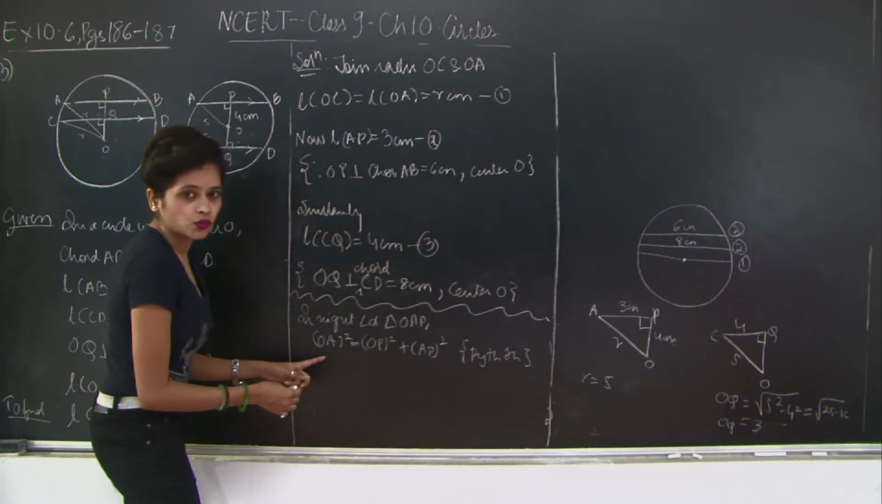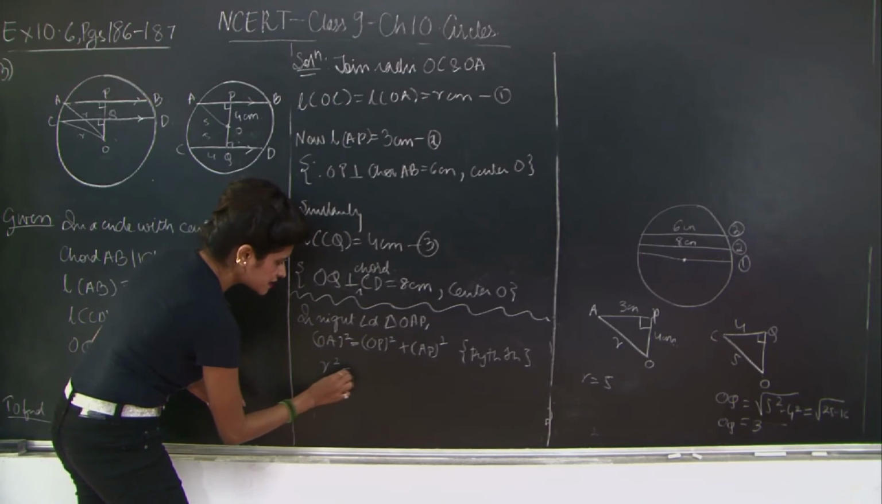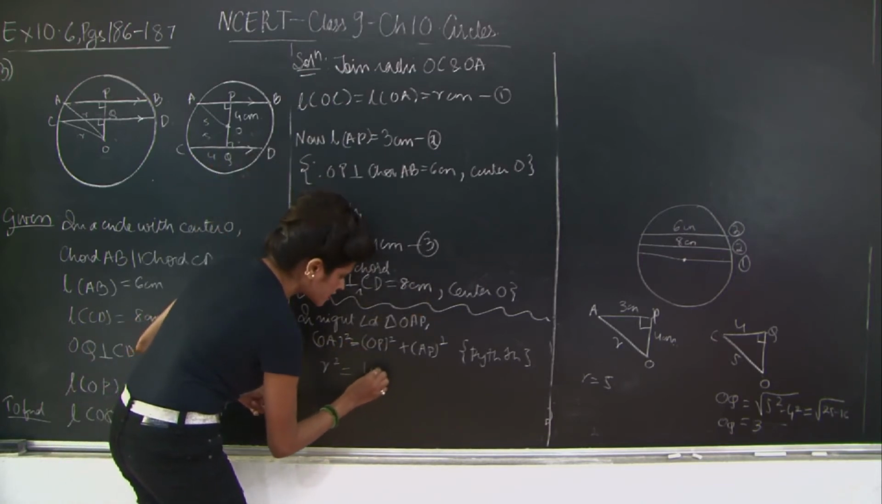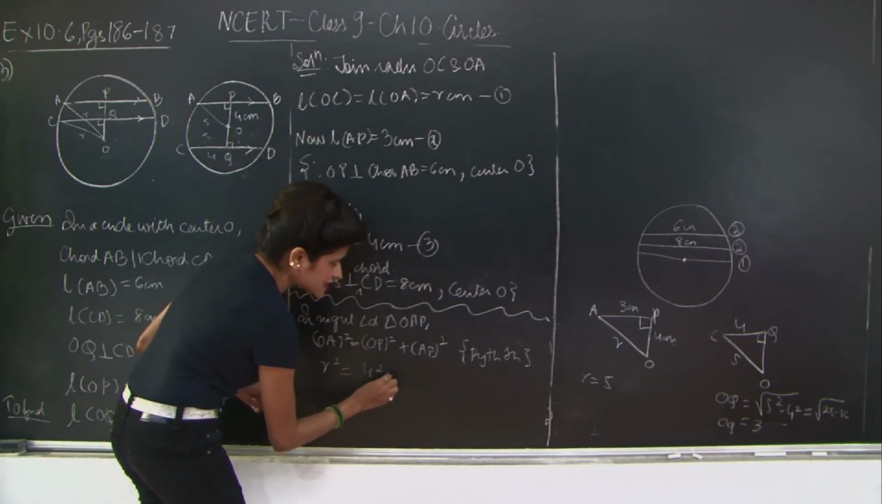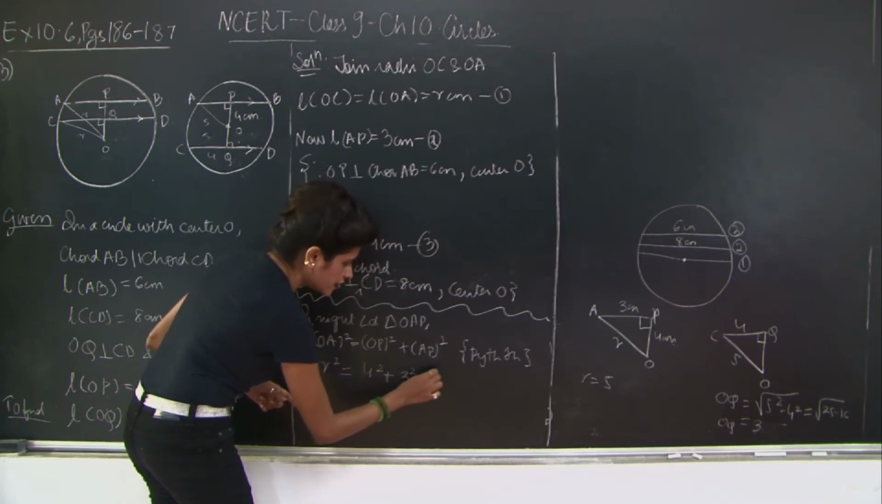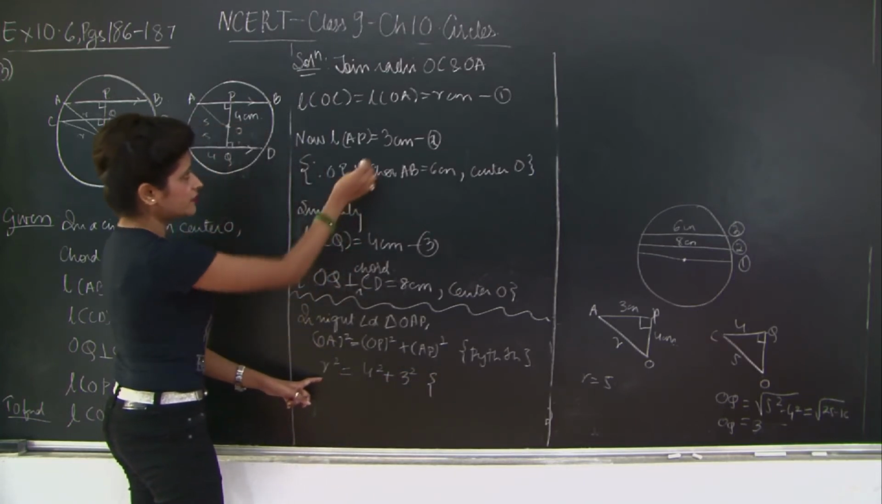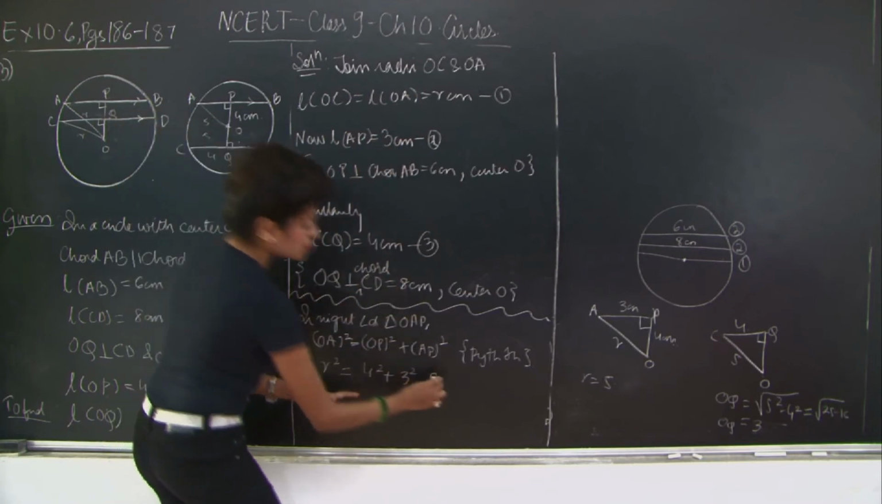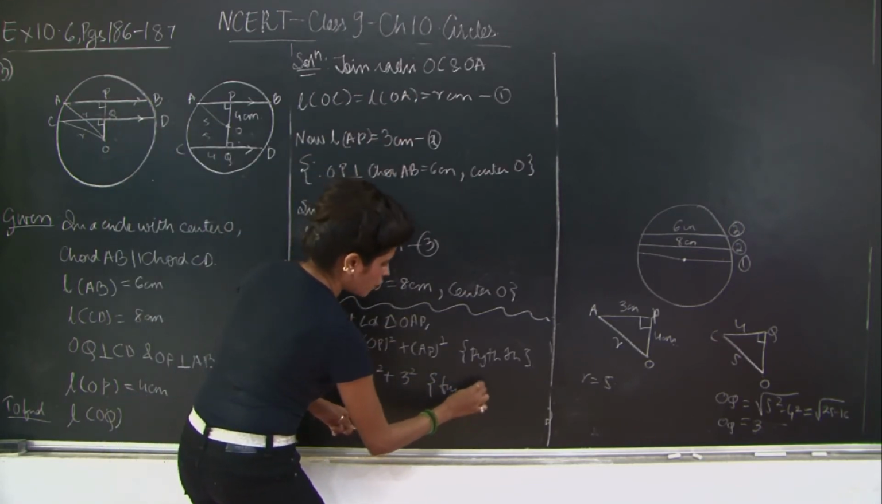Right? OA is what? It is r. So, r square is equal to OP is 4 square plus AP is what? 3 square. This is from where? R you get from 1. So, I'll say from 1.